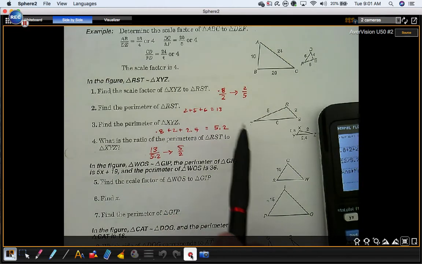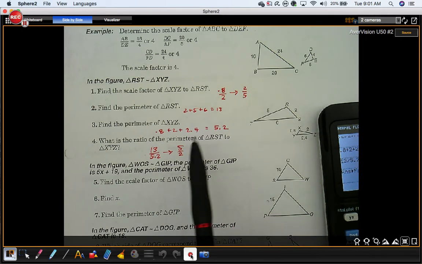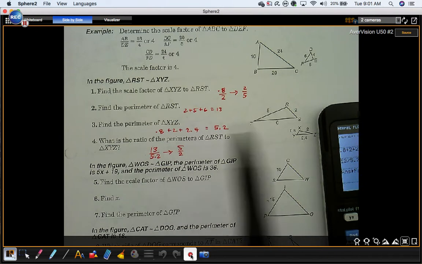Now down here they ask for the ratio, or up here they ask for the ratio of the small to the big. So they wrote it small to big here, but big to large there. You're supposed to see that these match. Scale factor should match the ratio of your perimeters.